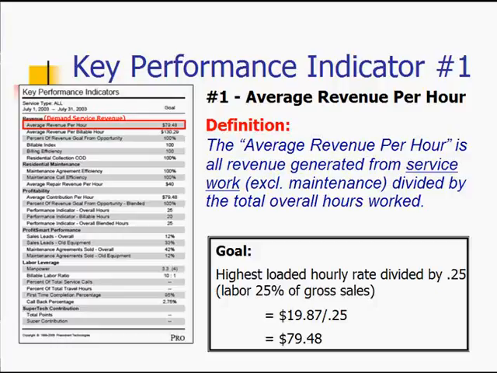Now remember, earlier in the first tutorial, we said labor cannot exceed 25% of gross sales. So to set our goal here, we're going to take our highest loaded hourly rate and divide it by 0.25. In our particular case, we take our highest loaded hourly rate, which is $19.87, divided by 0.25, and that means our goal is $79.48 per hour. That's our average revenue per hour goal that we're shooting for.